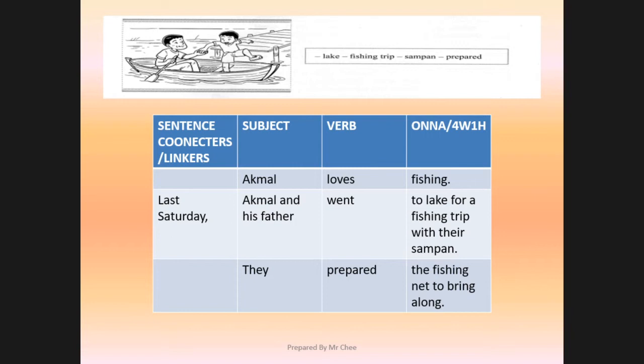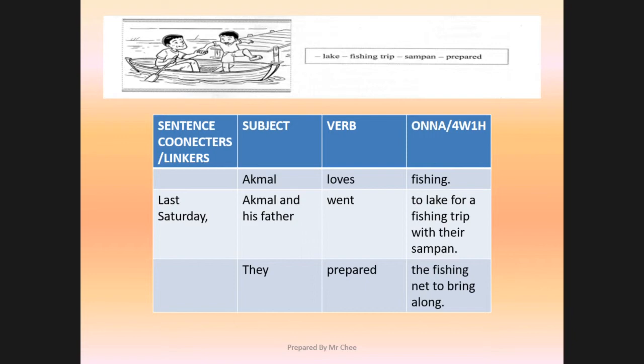Then let's look at words like fishing trip. How do we build the sentence? How, when? We put here a connected sentence. Last Saturday, Akma and his father went to the lake for a fishing trip with their sampan. Here we put the owner and 4W1H. Then how do we use the word prepare? What did they prepare here? They prepared the fishing net and brought it along.